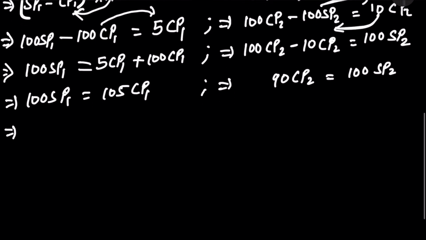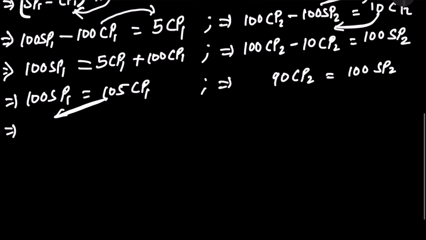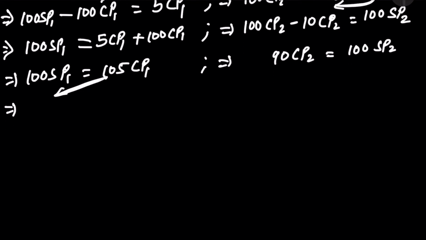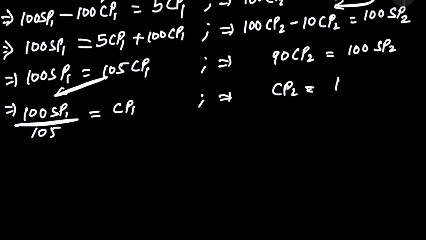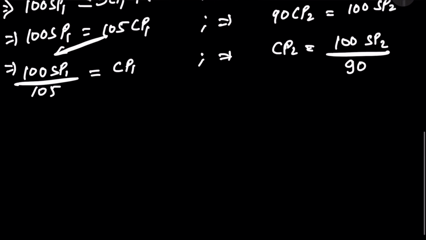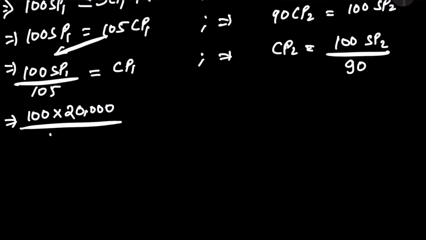So from here, now we will cross multiply it or divide by 105 on both sides. So 100 SP1 divided by 105 is going to be CP1. Similarly, CP2 will be equal to 100 SP2 divided by 90. Now we will just substitute the values and calculate our cost prices. So 100 into, we know that the SP is 20,000 divided by 105 is equal to CP1.